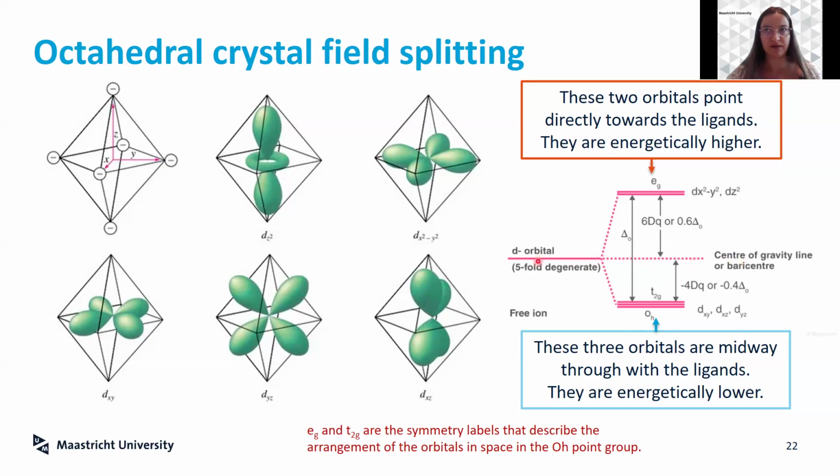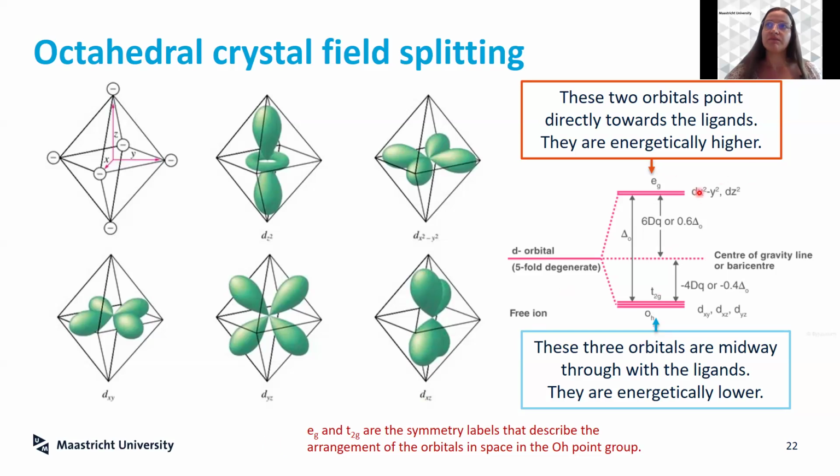And the difference here, you can see that in comparison to the center of gravity, so the same height where the original d orbitals were energetically, this rise and fall is not even because you have 3 at the bottom, 2 at the top. So you have this 3/5, 2/5 thing, or 0.6, 0.4.